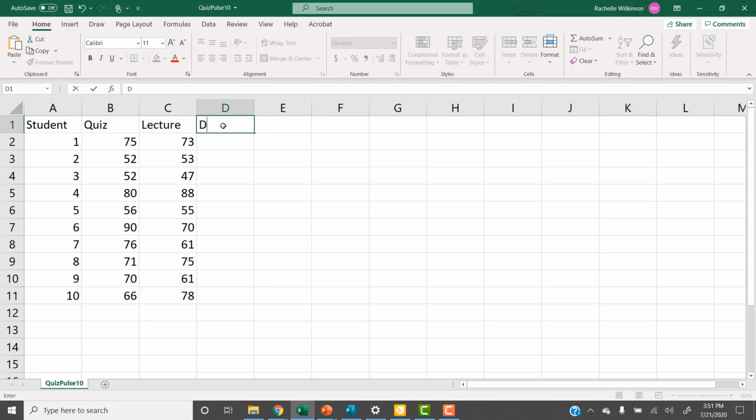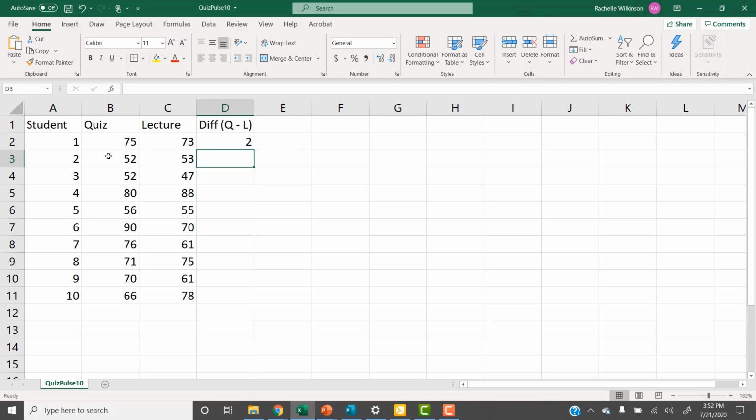Now, in order to do the analysis, what we need is the differences. So I'm going to create another column here. I'm going to call it diff, and I'm going to remind myself how I'm taking those differences. So I'm going to take quiz minus lecture, and put that in my header just so I remember what I did. And then I'm going to actually calculate that difference. I want it to take 75 minus 73. So if I hit equals and then click on that cell B2, hit subtract, and then click on the C2 cell, that'll give me that difference there.